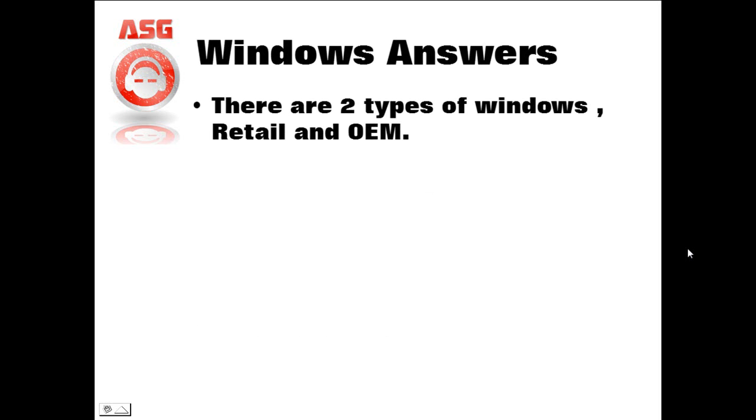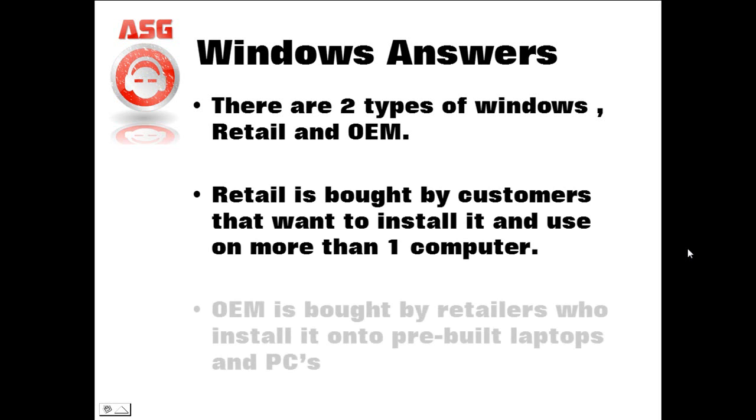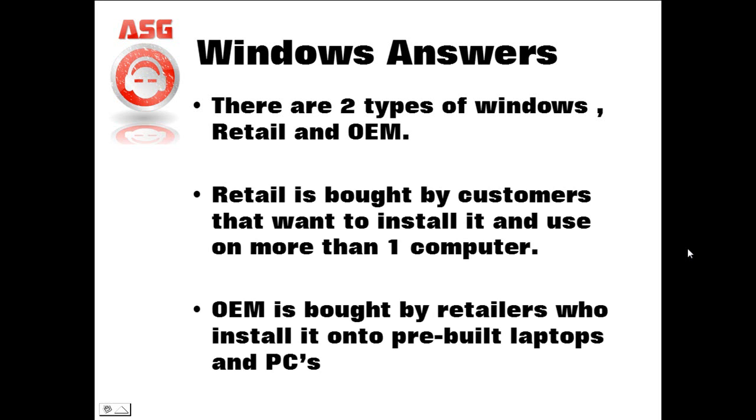There are two types of Windows, which is the retail and the OEM. Retail is just bought by the customers that want to install it and use it on more than one computer, whereas OEM is bought by the retailers who then go ahead and install it onto the pre-built laptops and PCs that you pick up in store.